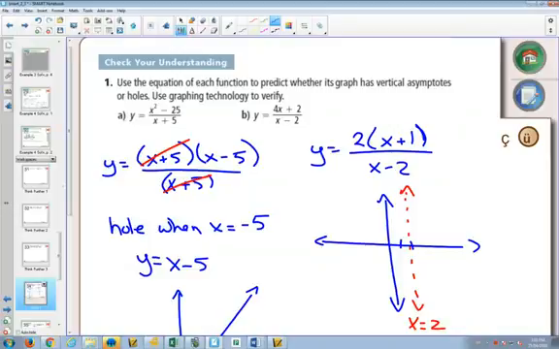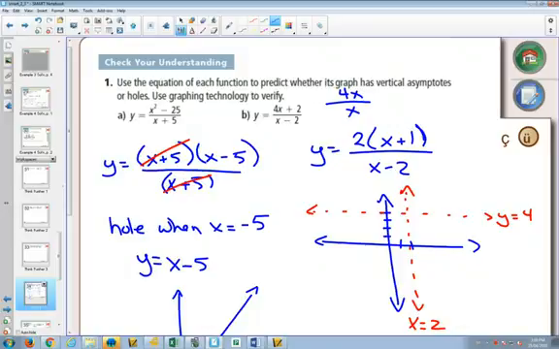As far as horizontal asymptotes go, if you look at the highest degree, which is the x, you have 4 x's on the top and 1 x on the bottom. That's going to be a 4. So at 1, 2, 3, 4, y equals 4, you will have your second asymptote.